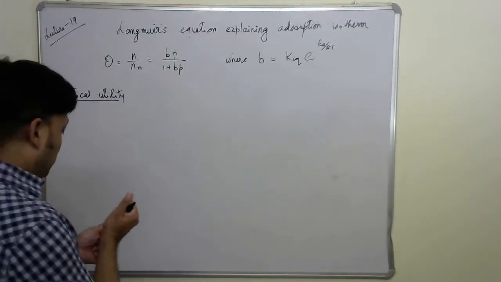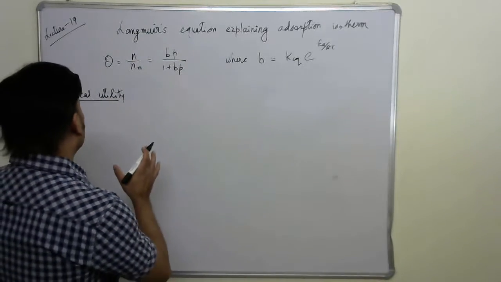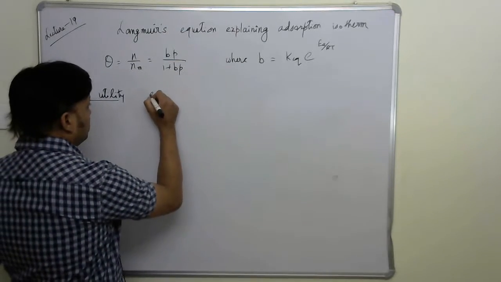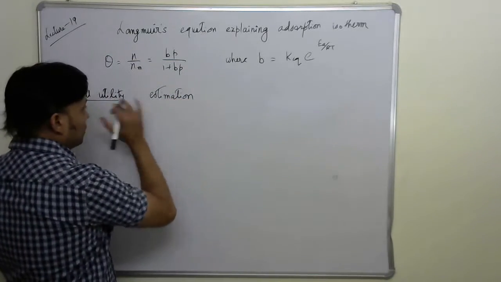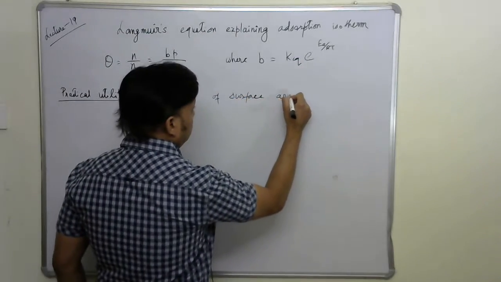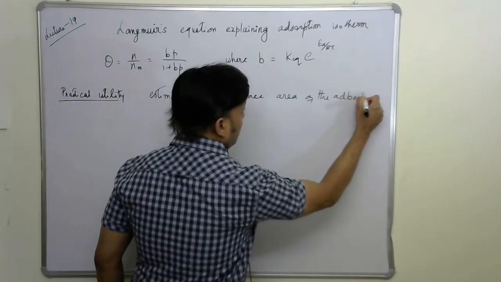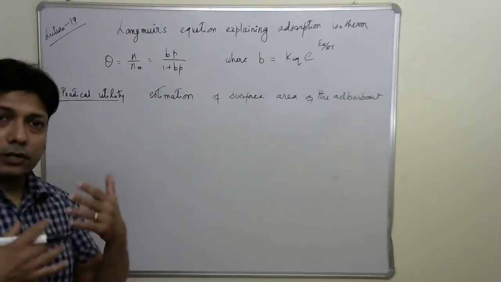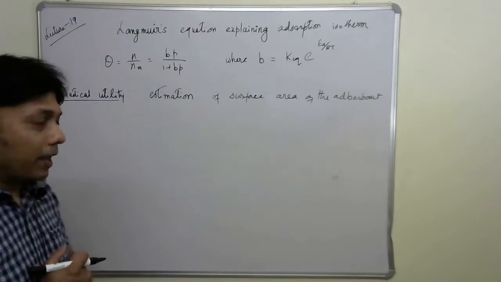So the first thing we come to is to discuss the practical utility of the Langmuir's adsorption isotherm equation. The most useful application of this equation is the estimation of the surface area of the adsorbent. That means whatever solid surface we are using to adsorb gas, using Langmuir's equation we can estimate the surface area of that solid.